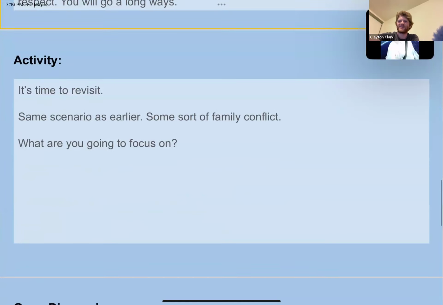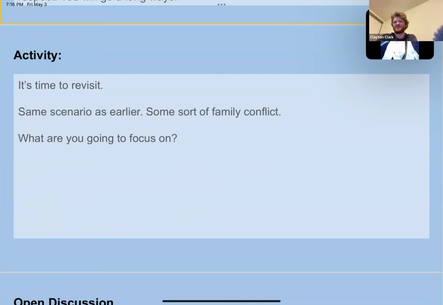So let's go back to our activity. We kind of just did a little bit, but say we take the same scenario from earlier. There's some sort of family conflict. I know a lot of you said before that you don't really focus on things. Now what are some things you're going to focus on? Hopefully tone and not being mean and all that. But what are some things that you guys are going to work on?